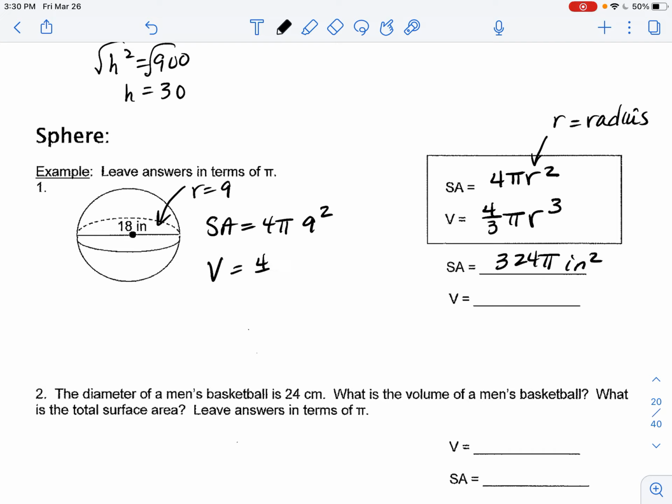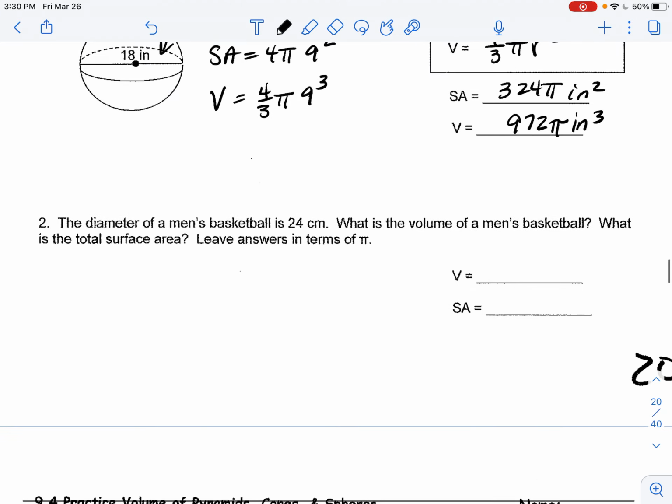The volume is 4/3 pi with the radius cubed. So let's just plug that into the calculator. And that'll give you 972 pi inches cubed.